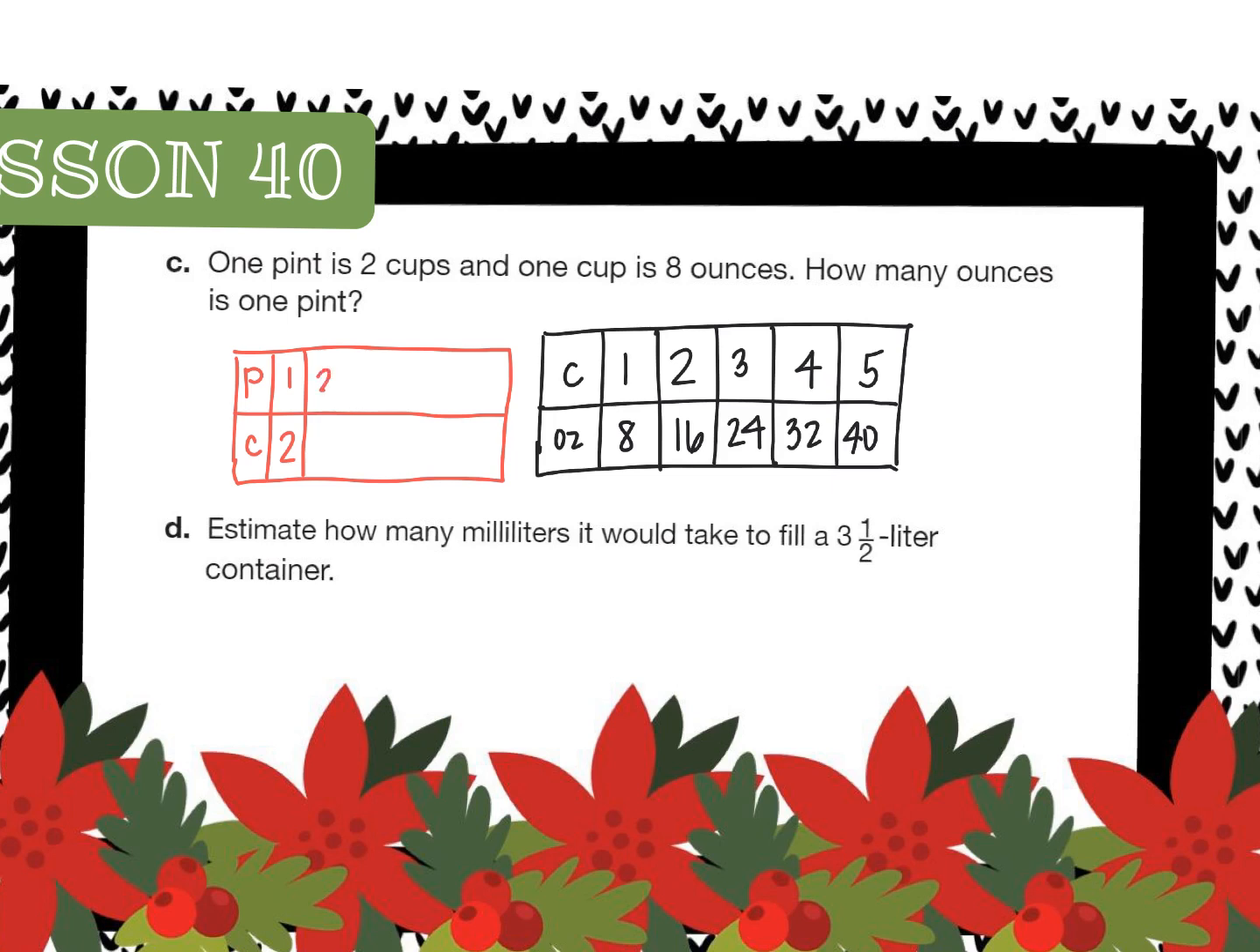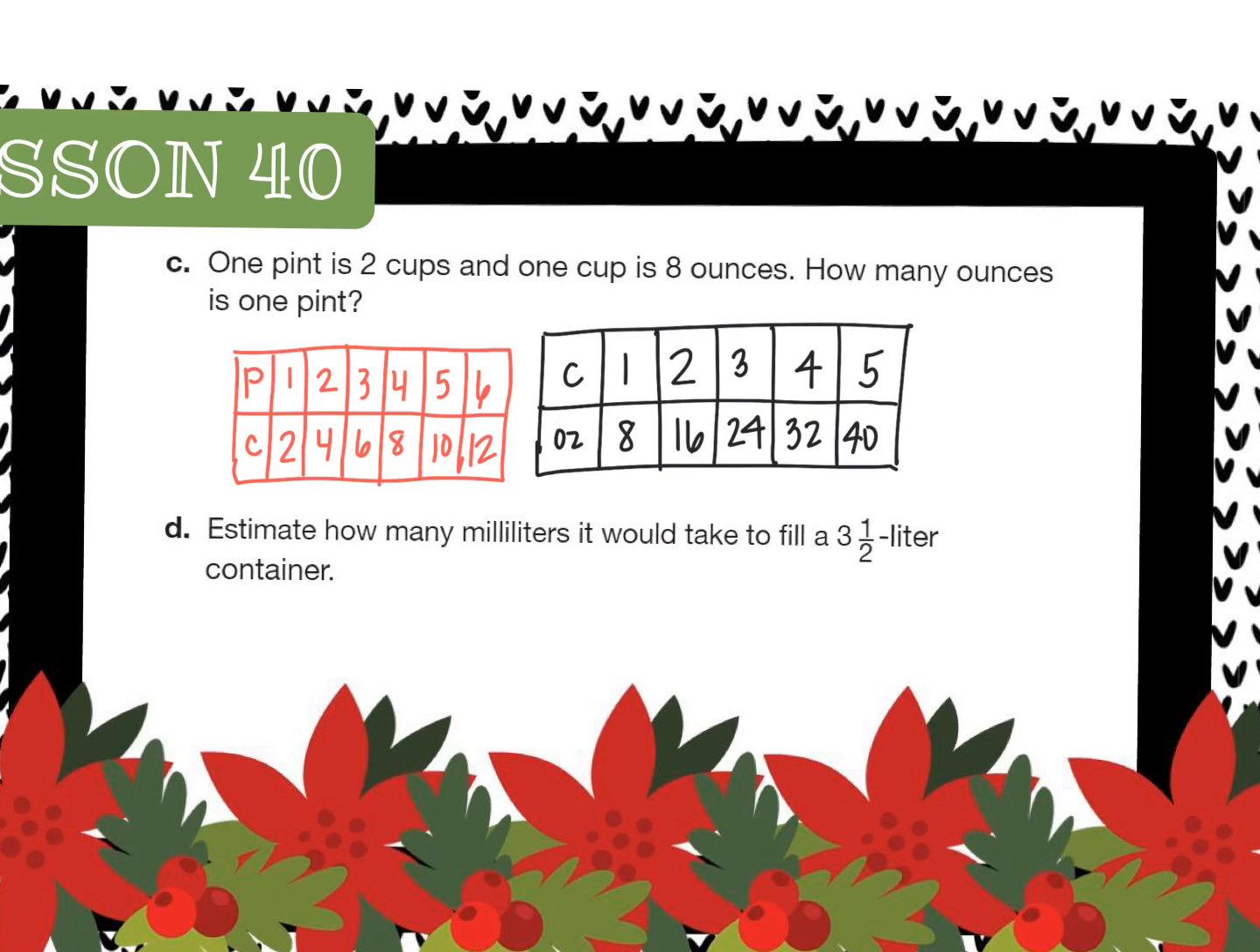So 2 pints would be 4 cups. 3 pints would be 6 cups. Okay, if I have 4 pints, how many cups? Okay, 5 pints and 6 pints. All right. Okay, so here's some information. I just kind of organized what we know in a table.